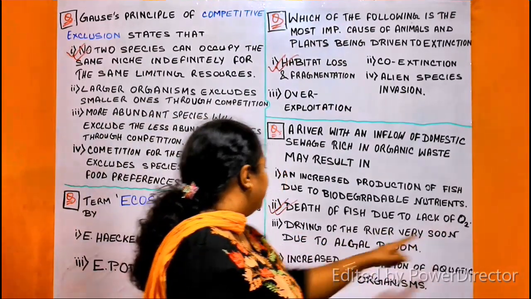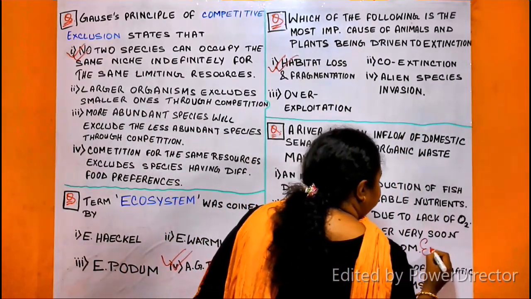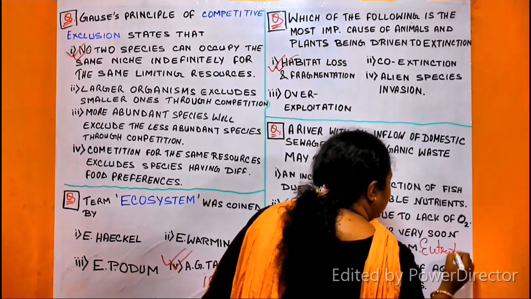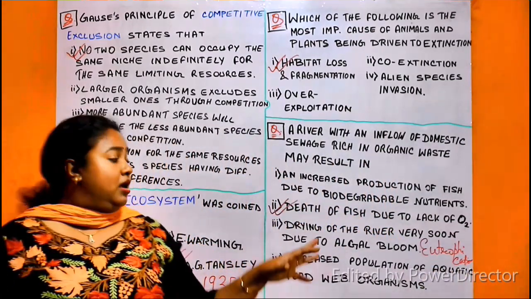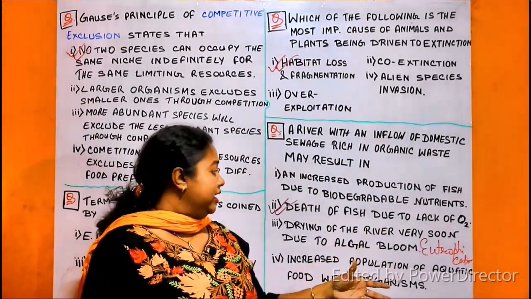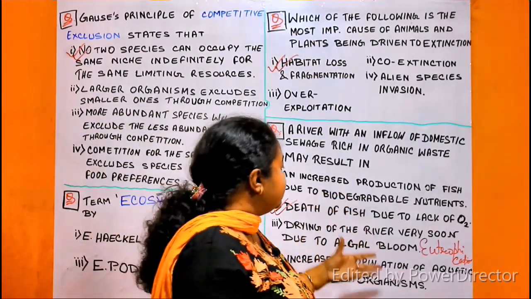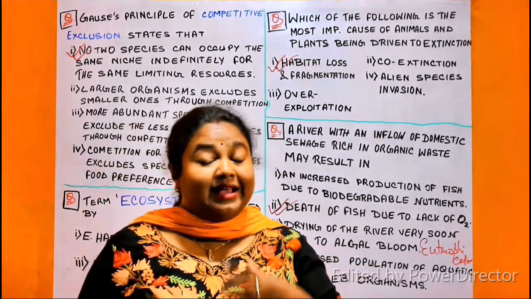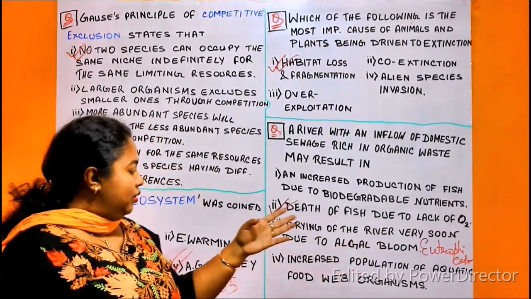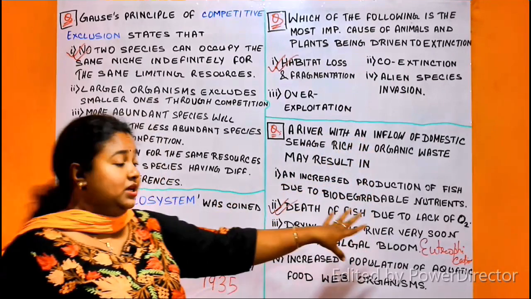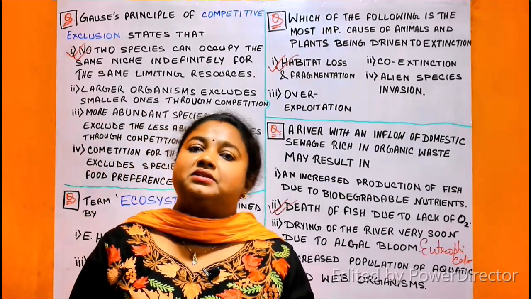Drying of the river very soon due to algal bloom. This we can relate with eutrophication, where plants and algae, some of the algae, will grow suddenly in a high amount. These kinds of aquatic plants and algal blooms grow when the water is highly polluted, and this kind of growth will also cut off the oxygen present in the water.